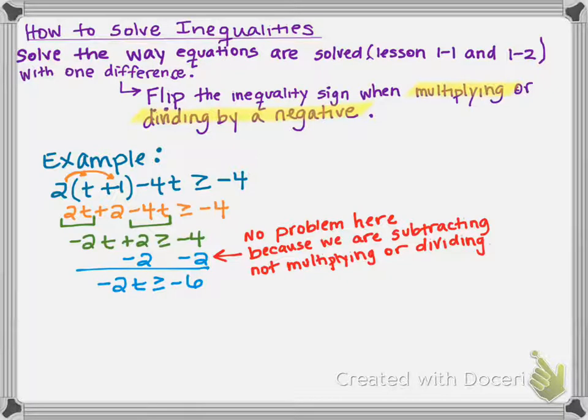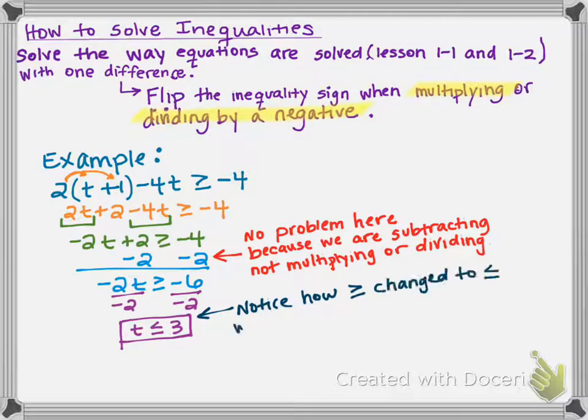Alright, so in this next step, to get t completely alone, it's currently being multiplied with negative 2. So I have to divide by negative 2. Now here, notice that that greater than or equal to symbol changed to a less than or equal to symbol because I did divide by a negative. I divided by negative 2. So my final answer is t is less than or equal to 3. Now it only changes the greater than to less than and less than to greater than. If it had that dash underneath before for the equal to part, leave that there.